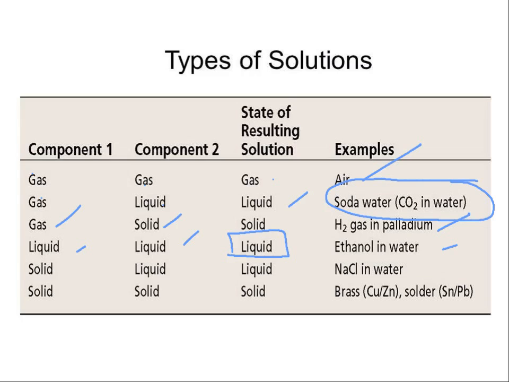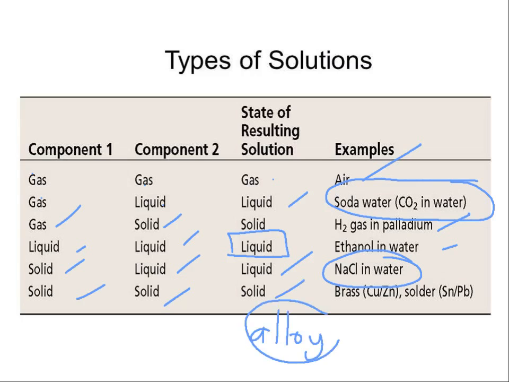On the other hand, if we are given a solid combined with a liquid, forming a liquid, we come up with salt water, or NaCl, sodium chloride in water. Lastly, we can also have a solid together with another solid. A solid combined with another solid forms what we call an alloy sometimes. A very good example of this are brass and solder. Okay?